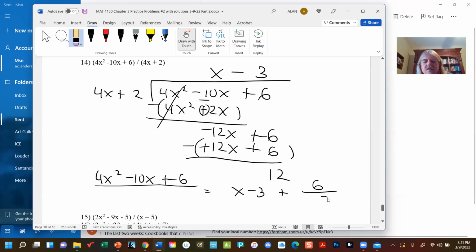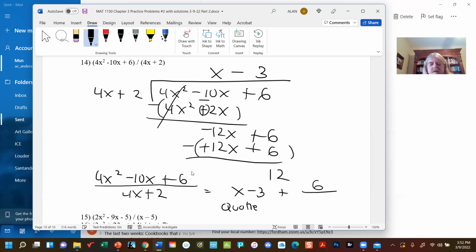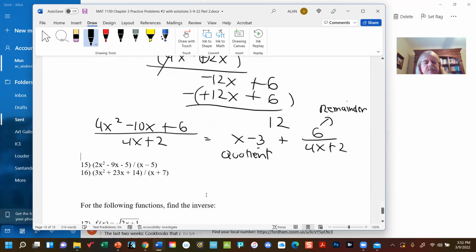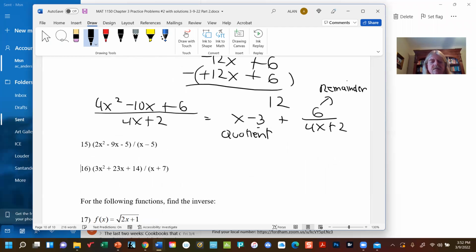All right, let's try that one more time. We're dividing by 4x plus 2. Now that looks a lot better. Okay, so x minus 3 is the quotient. Remainder is 6, but that 6 is divided by the same thing we have over here, 4x plus 2, not x plus 2. So this is my remainder. Just the 6 is the remainder. Okay. Much better.